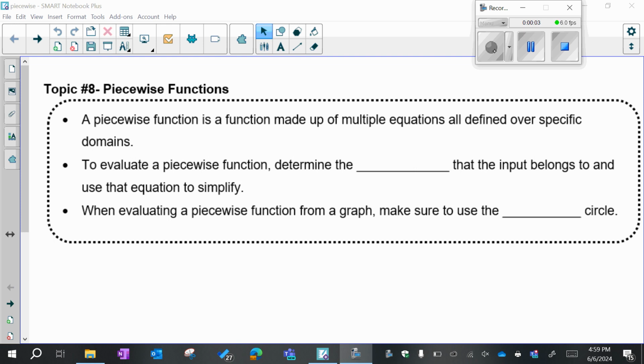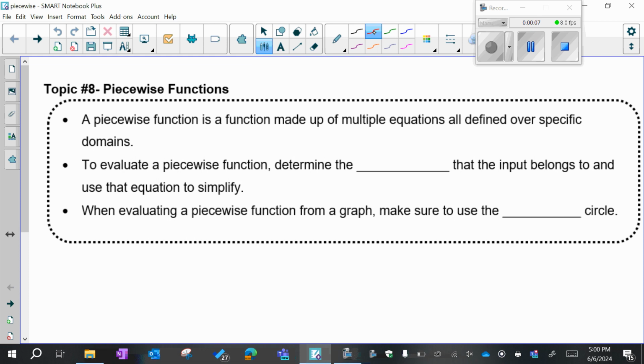This video is going to review piecewise functions. So a piecewise function is a function made up of multiple equations, all defined over specific domains. To evaluate a piecewise function, determine the domain that the input belongs to and use the equation to simplify. When evaluating a piecewise function from a graph, make sure to use the closed circle.